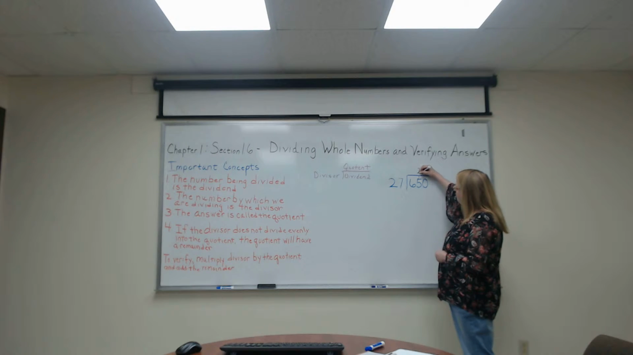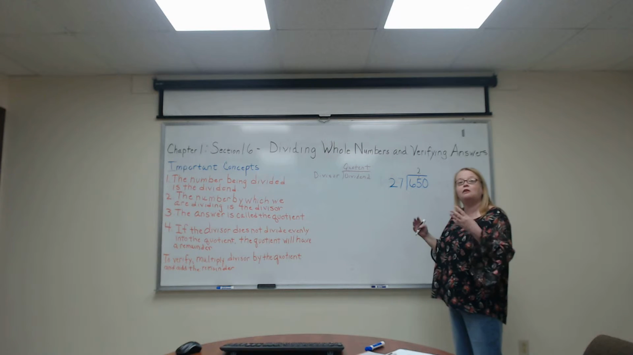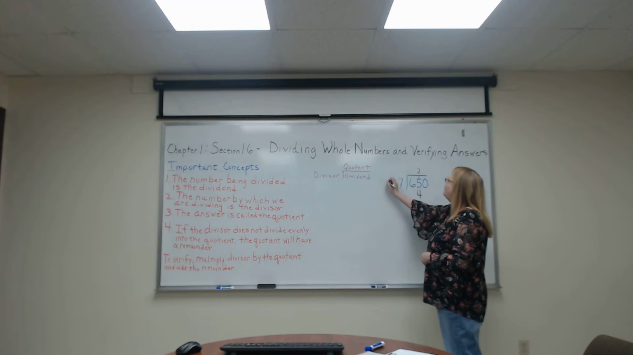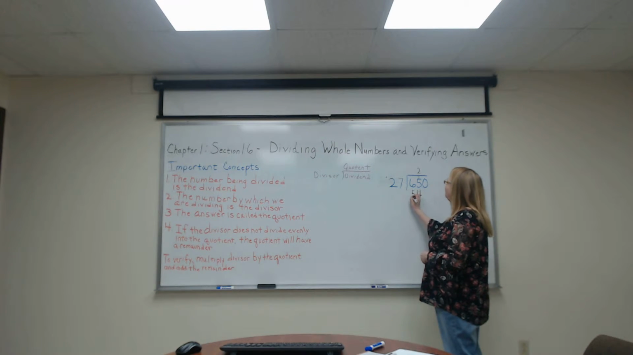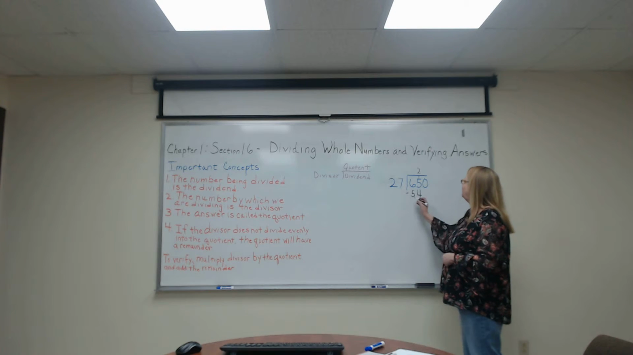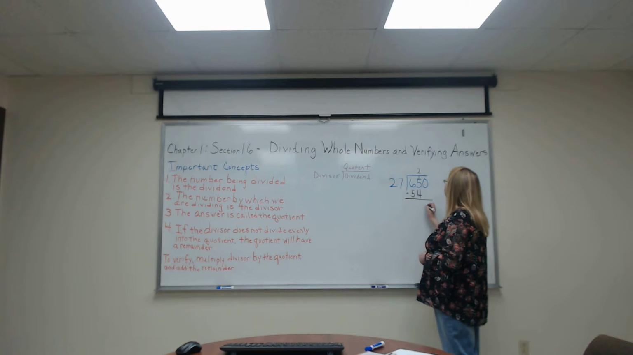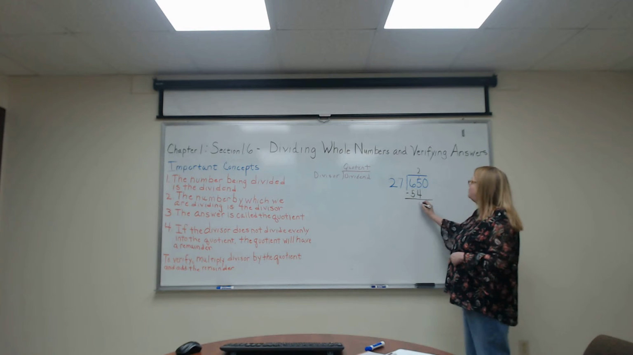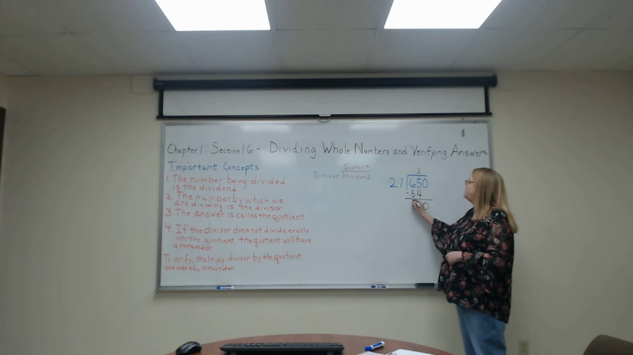So we put our 2 here, and now we multiply. 2 times 7 is 14. Carry the 1. 2 times 2 is 4, plus 1 is 5. Now we subtract that amount. We bring our 0 down, and 4 from 5 is 1, and 5 from 6 is 1.